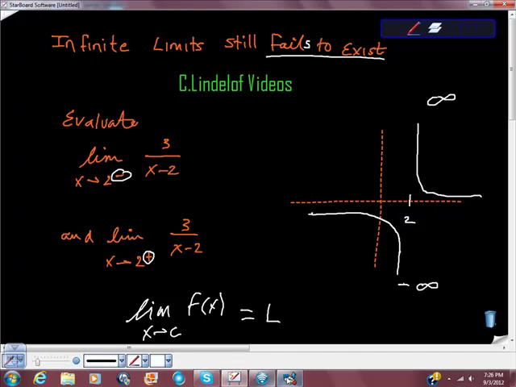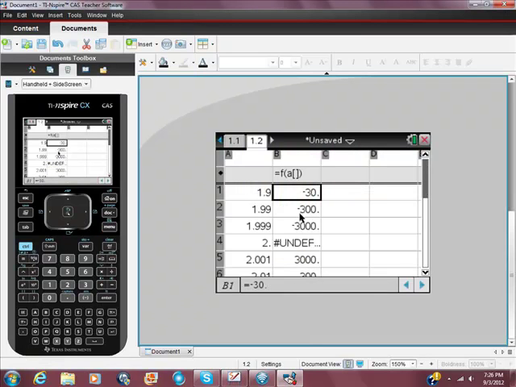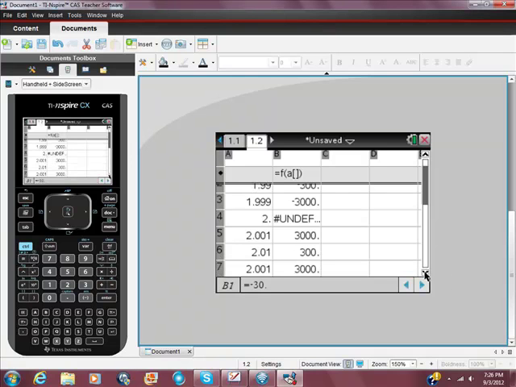Well, let's look at what happens when we take a look at this. I set this thing up as a table, and I put in these values. I set up my f of x as 3 over x minus 2, and then I approach from the left-hand side, from values less than 2, and I got negative 30, negative 300, negative 3,000. It's not approaching a real number. It's getting infinitely small.